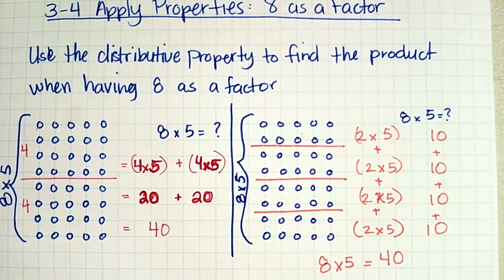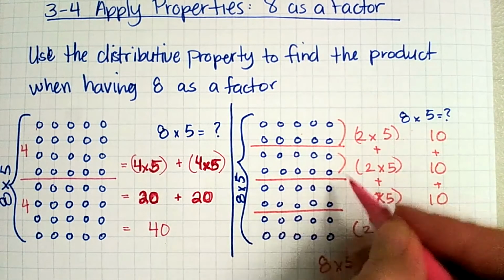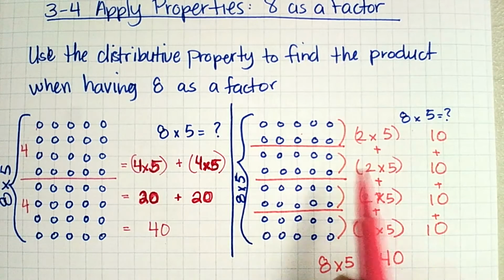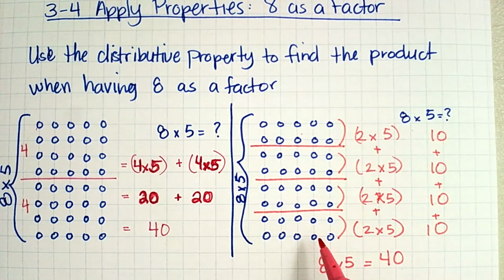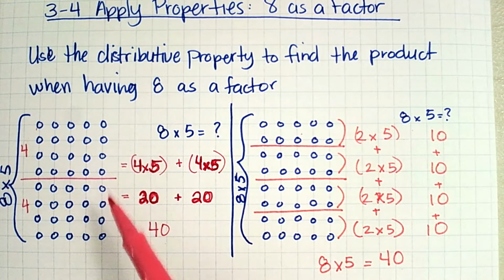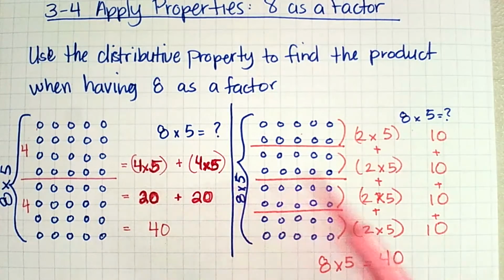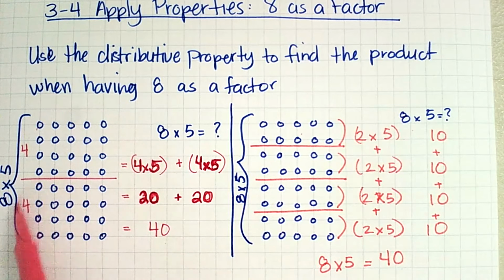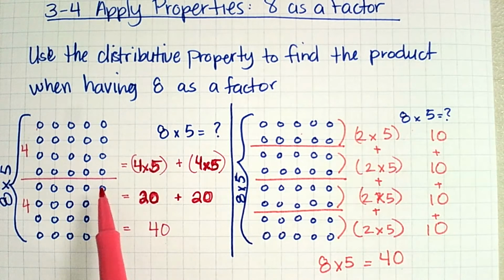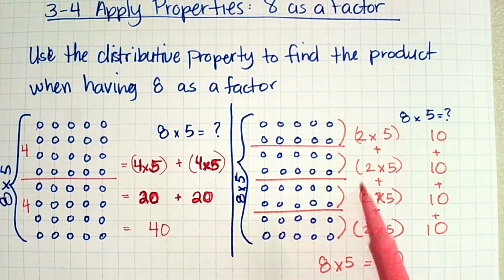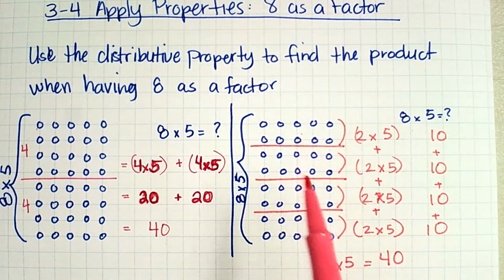So I did the same thing. I multiplied and I used a distributive property, except I broke it up into different size pieces. So here I broke it up into 4 groups with 2 rows. So 4 groups of 2 rows in each one with 5 in each row. Over here, I split it up into 2 groups of 4 with 5 in each row. So I still got to 40 as my answer in both of them. Either I split it in half, so I have 2 groups of 4 rows with 5 in each row, or over here, I split it into 4 groups with 2 rows in each and 5 in each row.